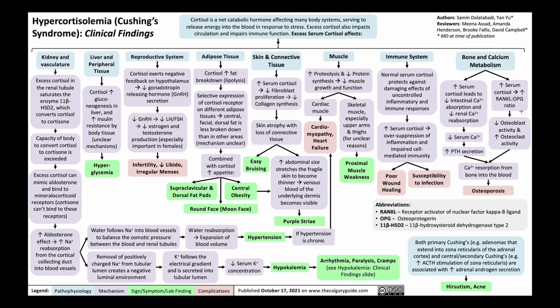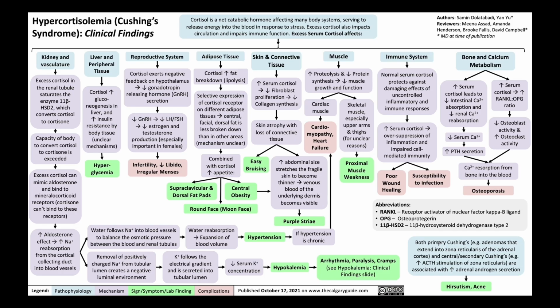Another mechanism by which osteoporosis arises from hypercortisolemia is that increased serum cortisol increases the RANK-L to OPG ratio. Remember that RANK-L stands for receptor activator of nuclear factor kappa B ligand, and OPG stands for osteoprotegerin. This increase in RANK-L to OPG ratio reduces osteoblast activity and increases osteoclast activity, further resulting in increased resorption of calcium from the bone into the blood, contributing to osteoporosis.